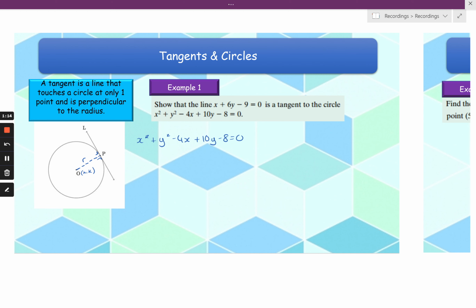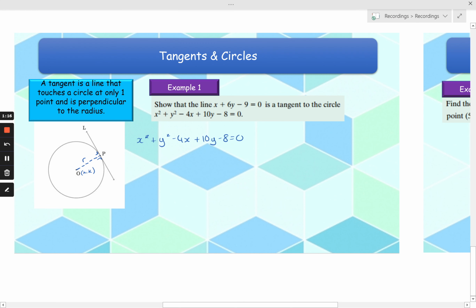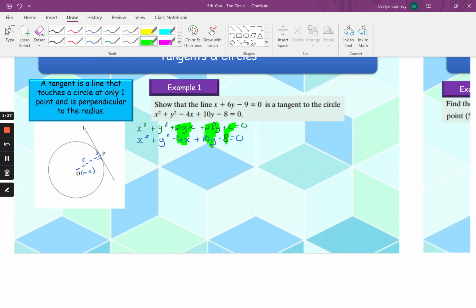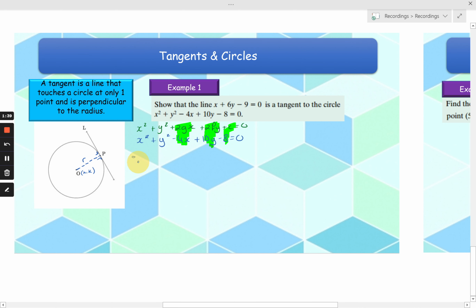And then I'm going to write out the general formula from page 19 in my log tables. x squared plus y squared plus 2gx plus 2fy plus c is equal to 0. So I can see when I look at these now that 2gx is going to be equal to minus 4x, 2fy is going to be equal to 10y, and c is going to be equal to minus 8. So I'm going to let these equal so I can find g, f, and c.